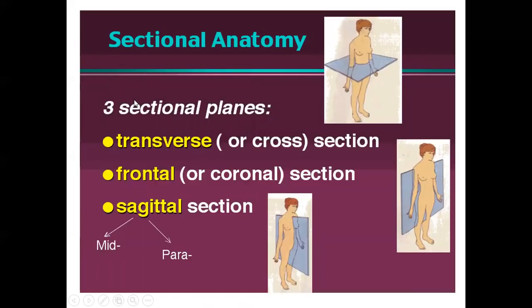Okay, for the sectional anatomy, there are three sectional planes that you have to know. There are transverse or cross sections. Okay, there are frontal or coronal sections, and then we have the sagittal sections. The sagittal section is further divided into mid-sagittal or parasagittal.